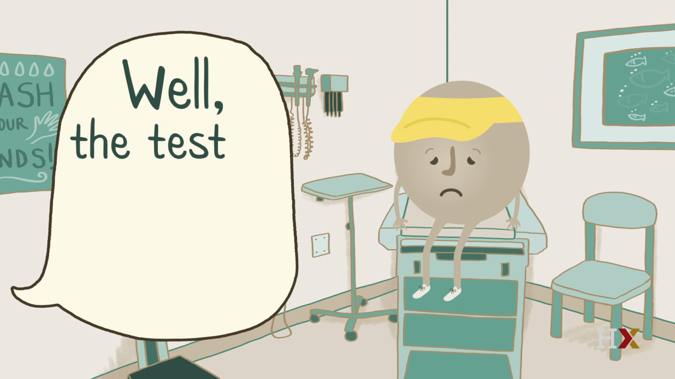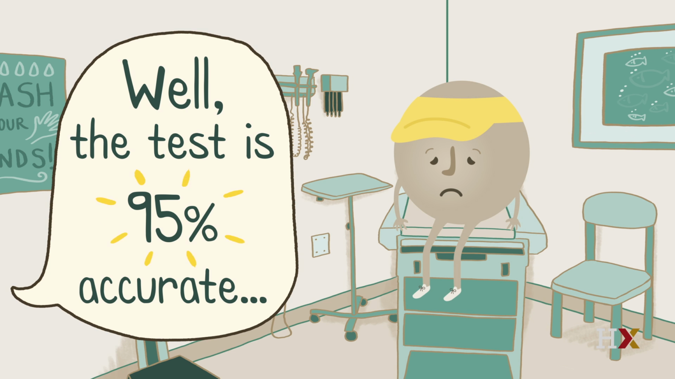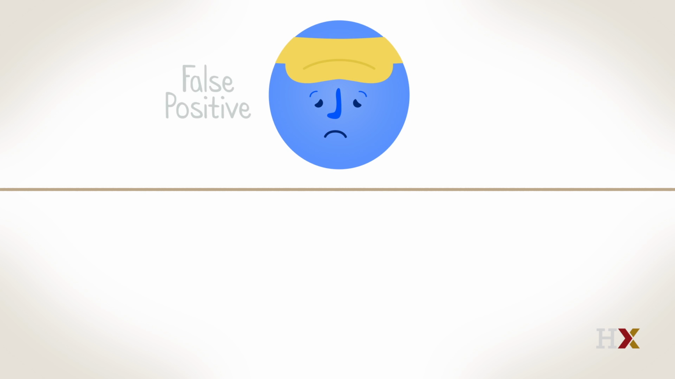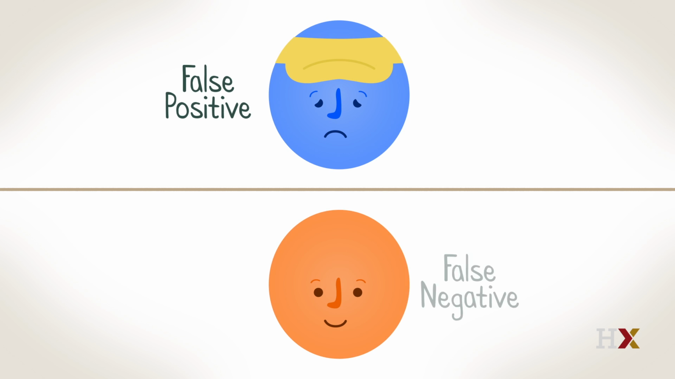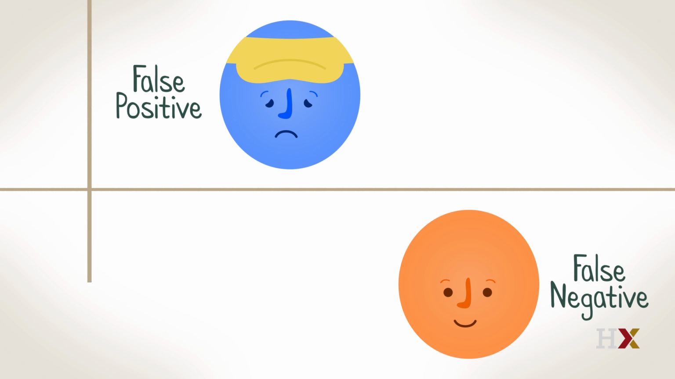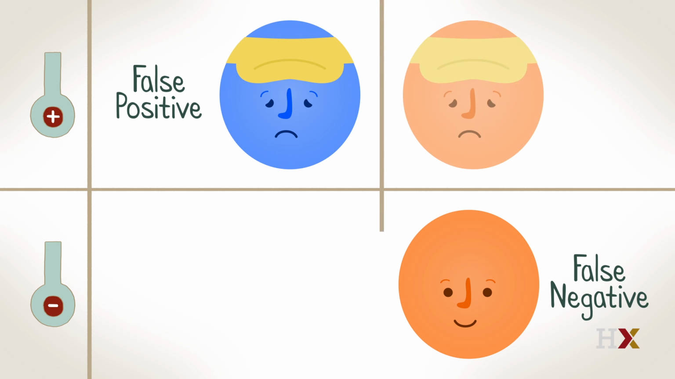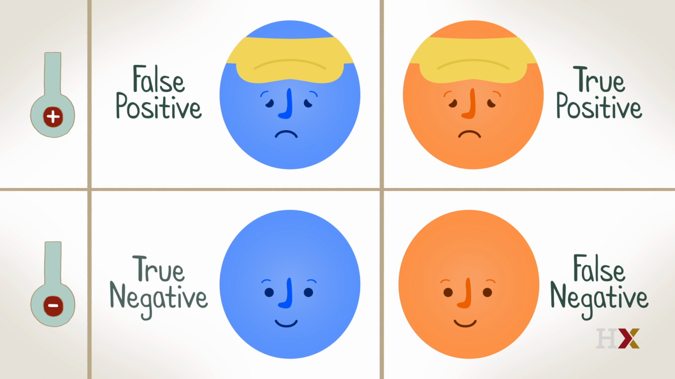Well, the test is 95% accurate. What does this mean for Jimmy? Note that there are two ways this test could be wrong. A person could test positive for the disease when they don't have it, or they could test negative when they do have the disease. There are also two ways that the test could be right. A person who has the disease could test positive, or a person who does not have the disease could test negative.